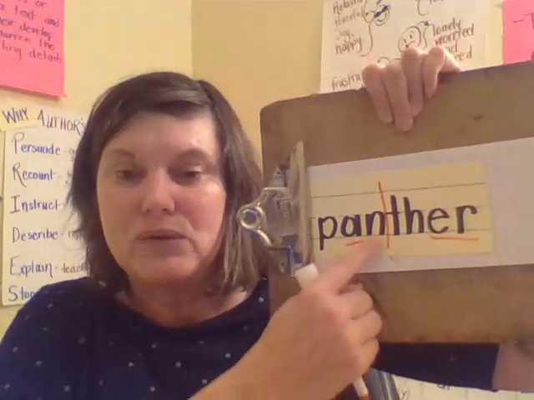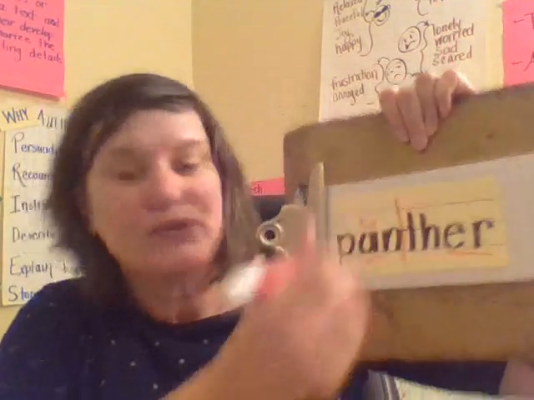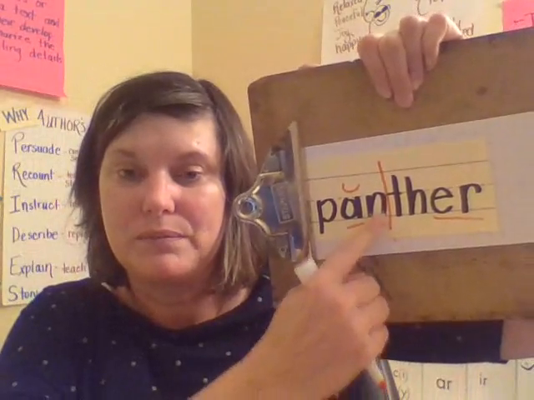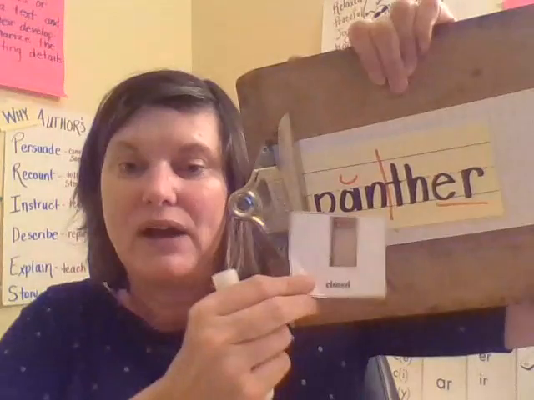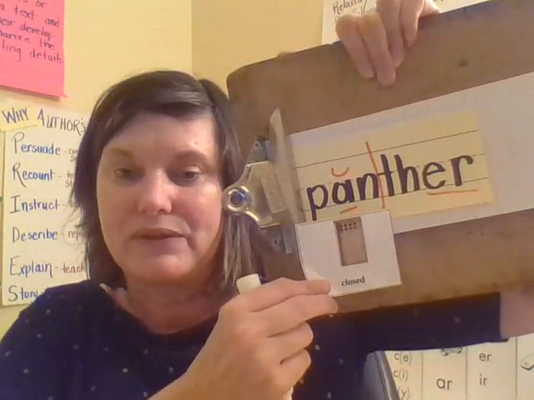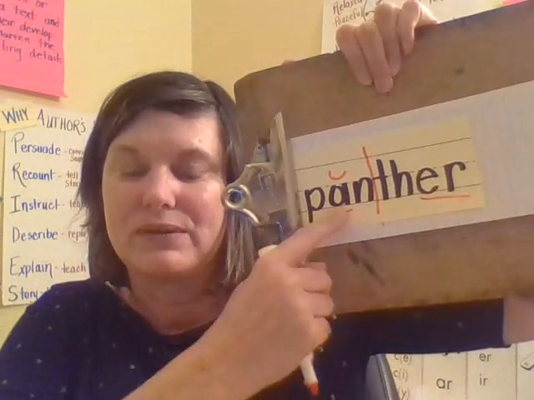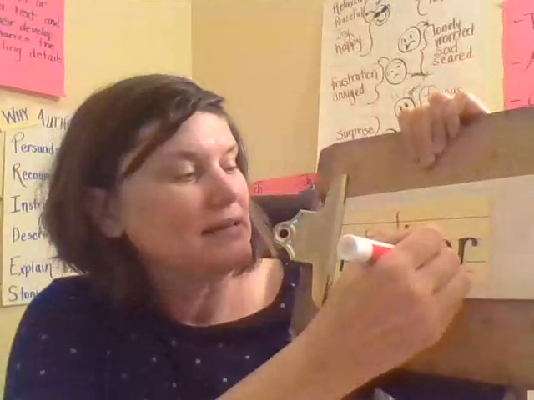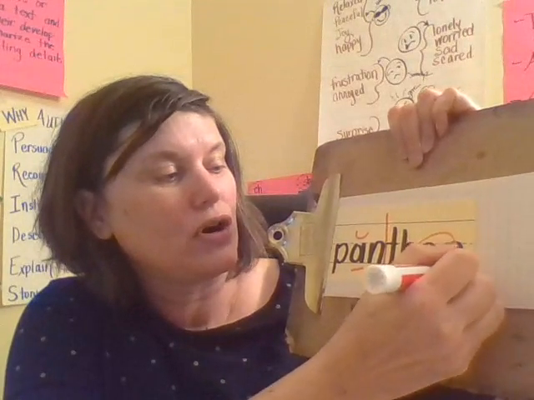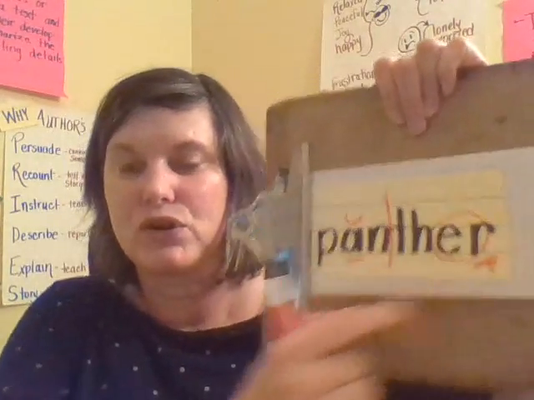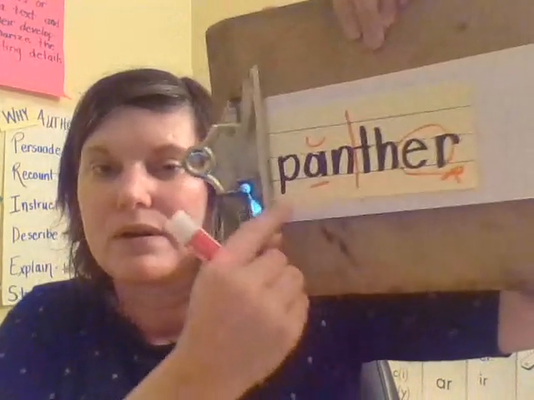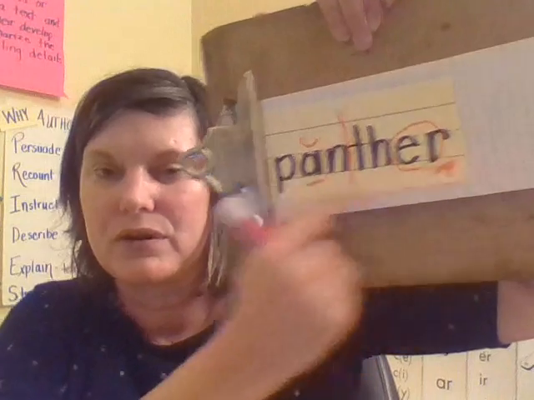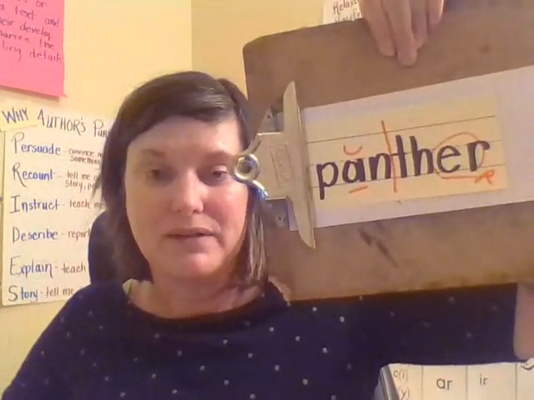So we have vowel, consonant. So it's a closed syllable because this consonant is closing the door. So the vowel cannot make a long sound. It can only make a short sound. Okay. And we know this is an R-controlled sound. So panther, panther, panther. A panther is a type of animal.